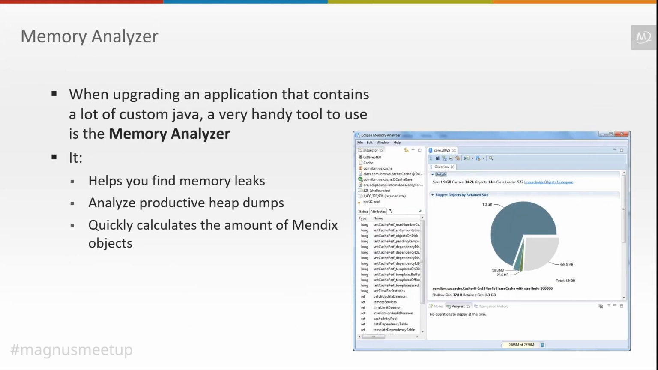A little bit more about the memory analyzer. Well, you should really use this if you have custom Java in your application, because you can get good insight into what's going on. It helps you find memory leaks. And you can analyze these productive heap dumps, and it will quickly give you a report of all the Mendix objects that are being created and processed.